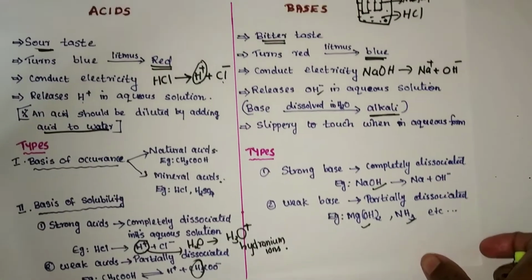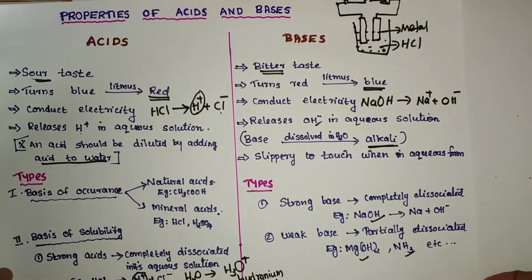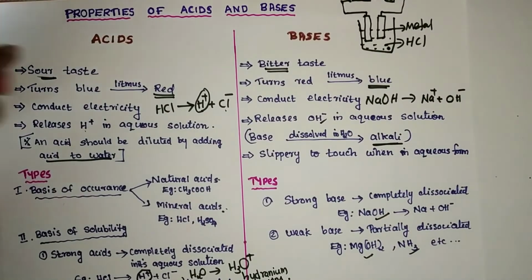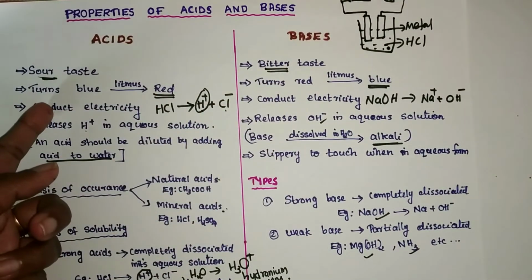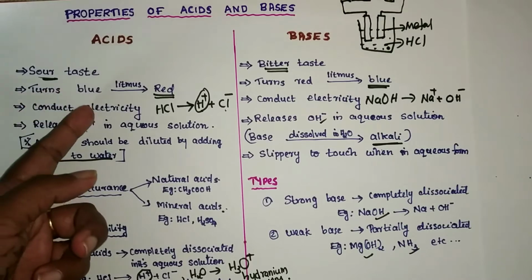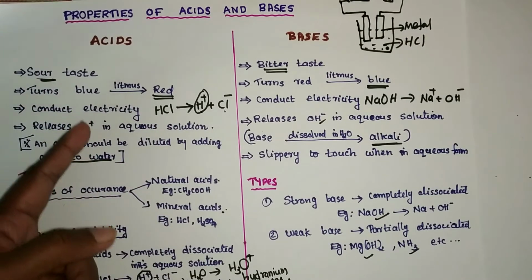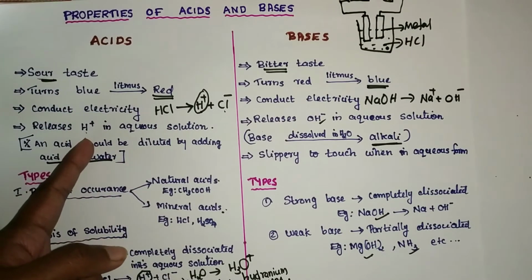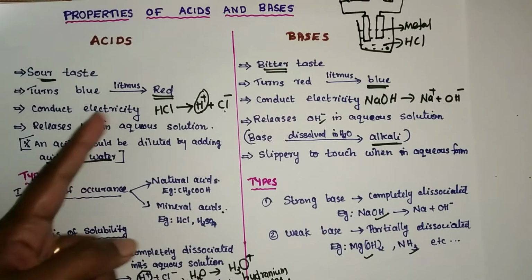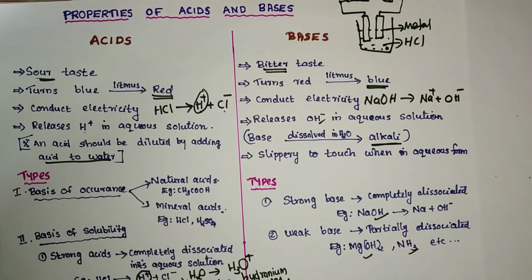So here we discussed the properties of acids and bases. Acids have a sour taste, always turn blue litmus to red, conduct electricity, and release hydrogen ions when reacting with water. In the case of bases, they have a bitter taste, turn red litmus to blue, also conduct electricity, are slippery to touch, and release hydroxyl ions, OH-, in aqueous solution.